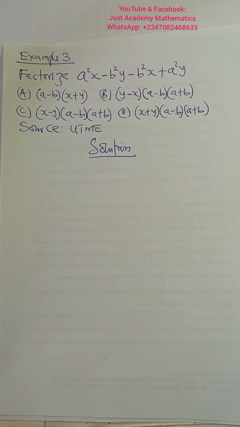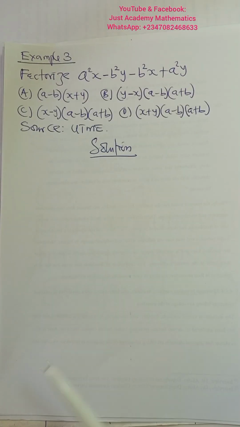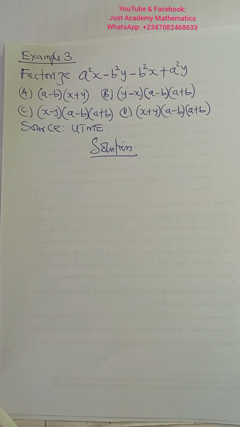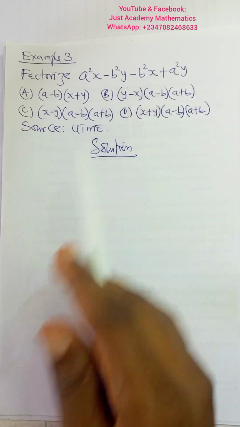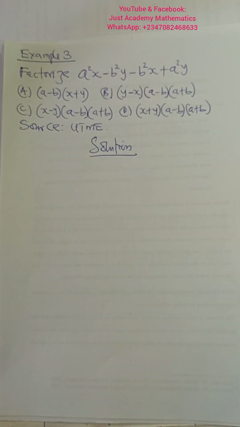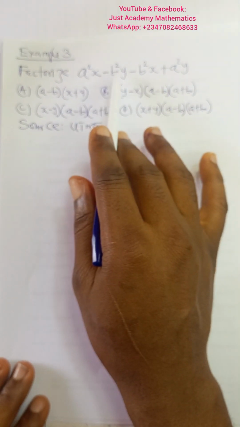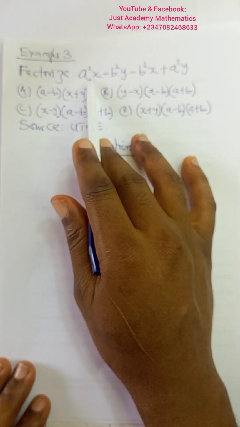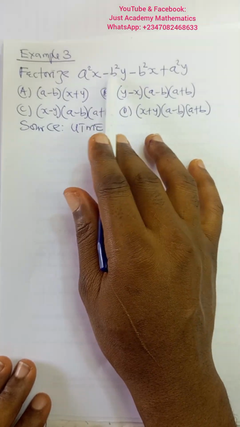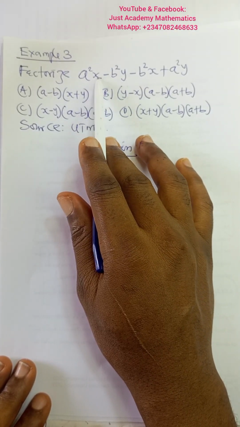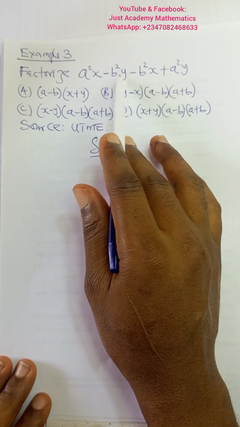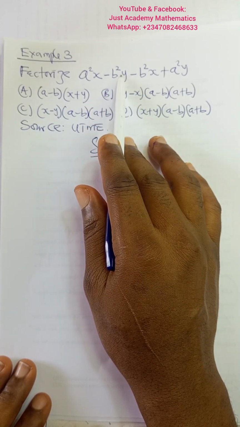If you look at this now, almost all of them have squares, but that is not even the issue. Since they are 1, 2, 3, 4, we can think of grouping and see if that will work. If we group this and this and this and this, can that work? But there is nothing common here. Here is a square x, here is minus b square y. This and this has nothing in common.